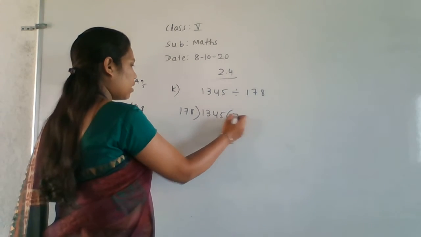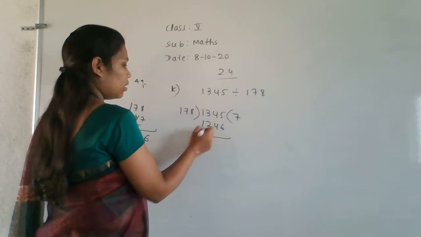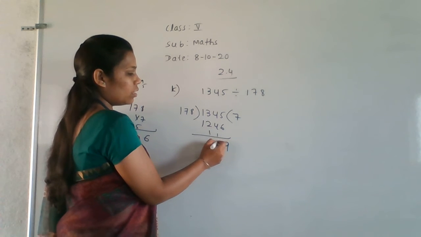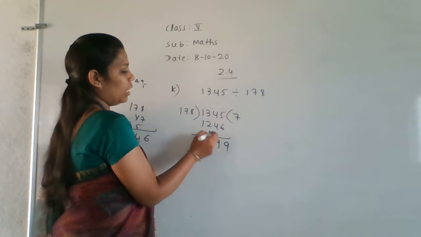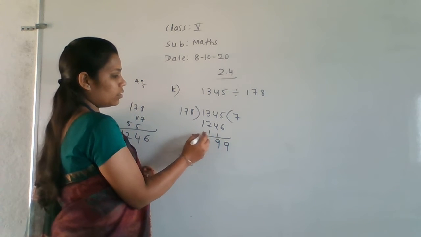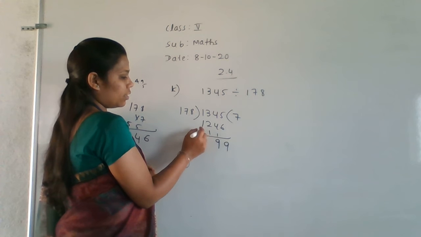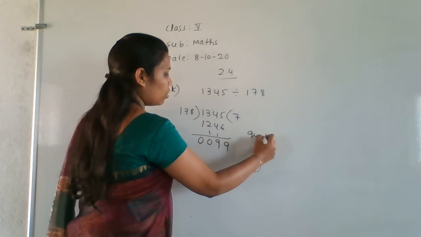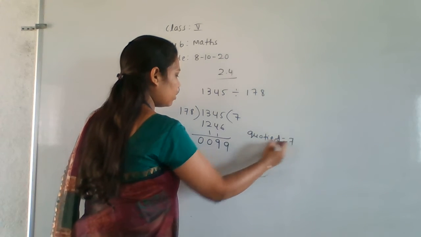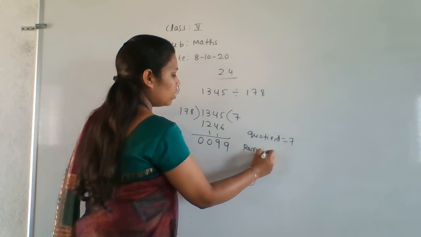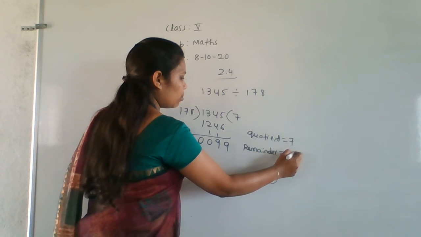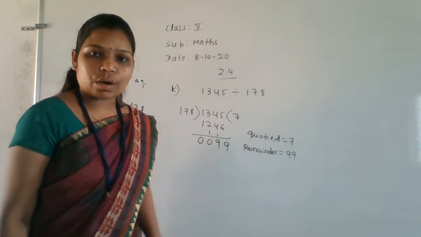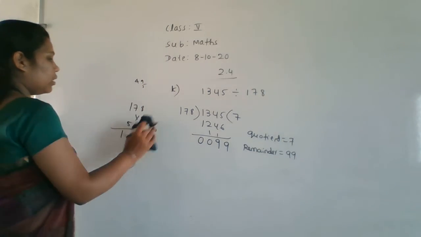So write here 7s are 1246. 15 minus 6 is 9. 14 minus 5 is 9 only. Next, here 15 minus 6, yes correct. 3 minus 3, 0. What is the quotient here? Quotient is equal to 7 and remainder is what? Remainder is equal to 99. Remainder is 99, quotient is 7. Like that you have to write. Okay. Go for the next one.